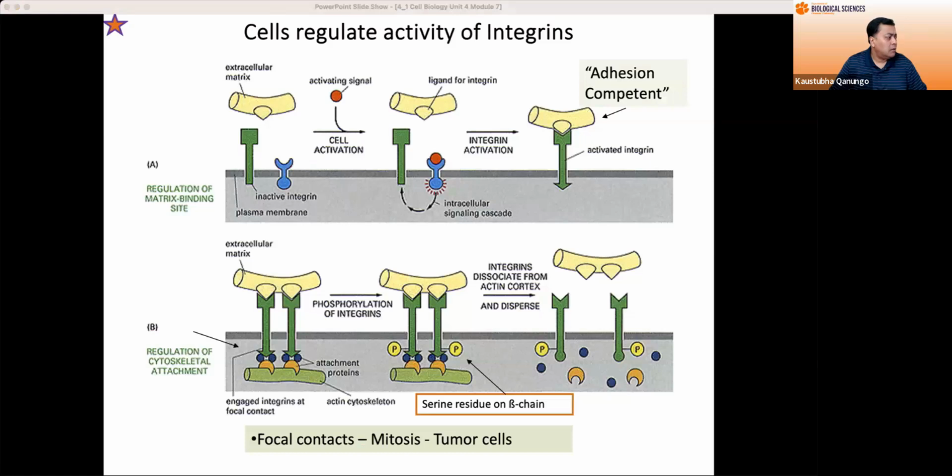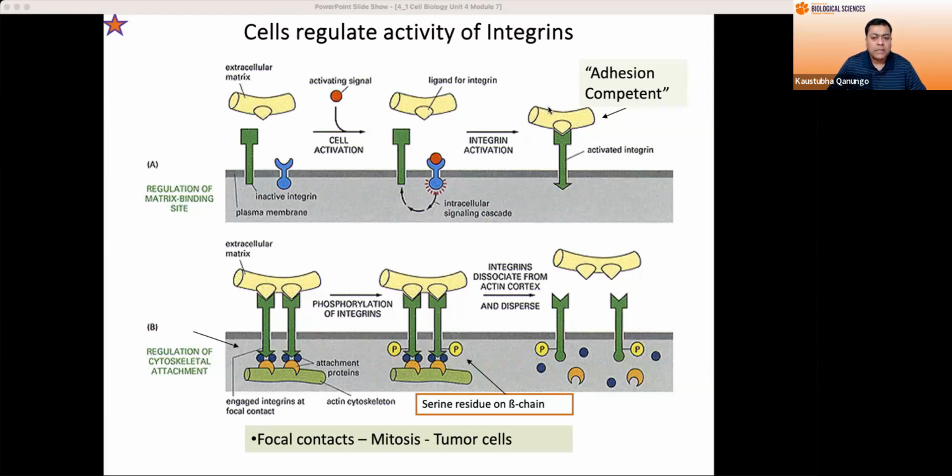So after that, we are looking at how the cells regulate the activity of the integrins. Here you can see the regulation of the matrix binding site. You have an extracellular matrix and an inactive integrin, and an activating signal that the cell gets. This activating signal binds to an intracellular signaling cascade, and this will trigger the integrin into a competent binding conformation. And now it is competent for binding.